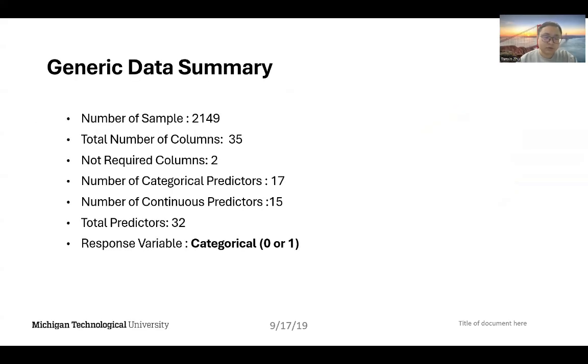This slide summarizes the dataset. We use 2,149 patient records with 35 original columns. After removing two non-required fields, we keep 32 predictors, 17 categorical and 15 continuous variables. The response is binary, where 1 indicates Alzheimer's disease and 0 indicates no Alzheimer's disease.